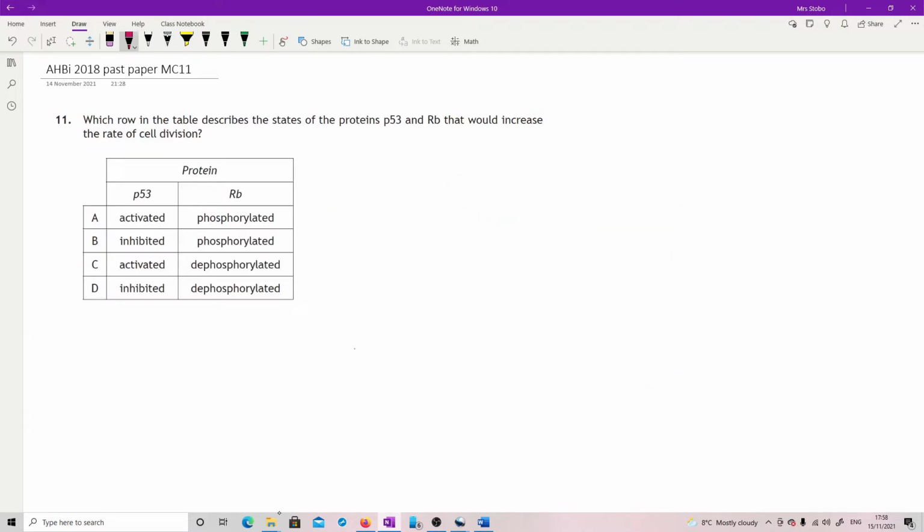Okay, which row in the table describes the states of the proteins P53 and RB that would increase the rate of cell division? Okay, so P53 is a tumour suppressor. So I'm looking for something that is increasing the rate of cell division. So I need this to not be doing what it does best, which is to stop cells dividing. So I need this to be inhibited. Okay, and then I've got my retinoblastoma. Okay, this one is what you're looking at your G1 checkpoint. So what I need here is I need this to be phosphorylated.